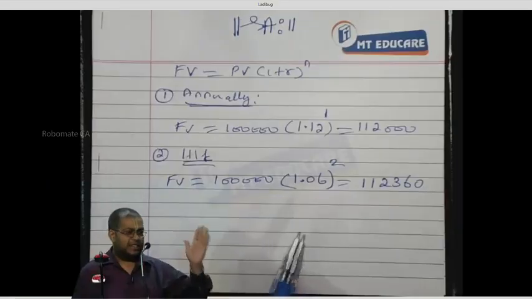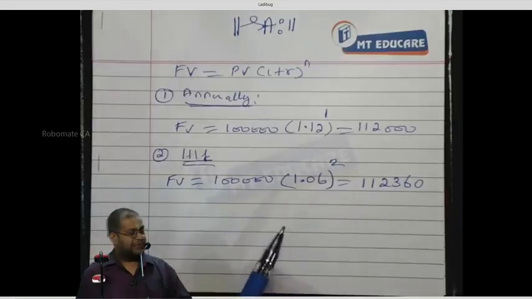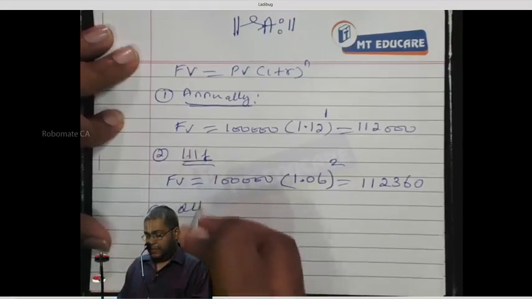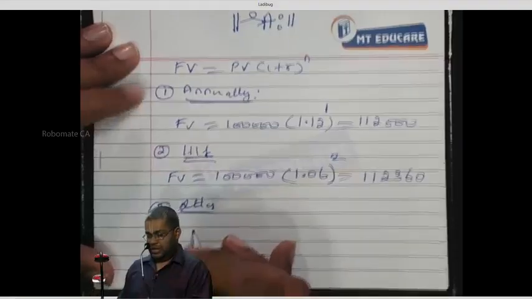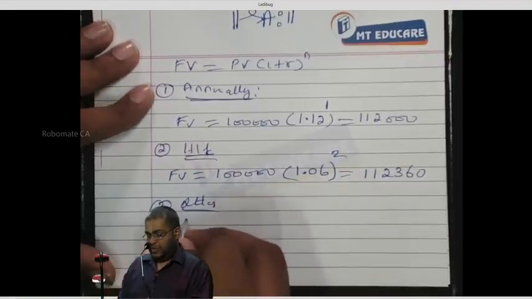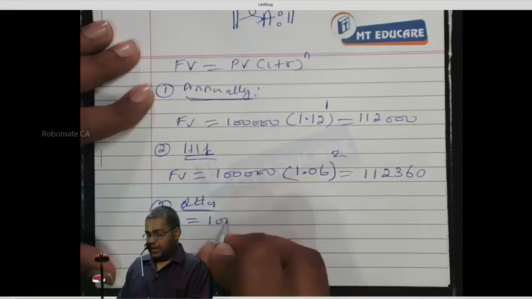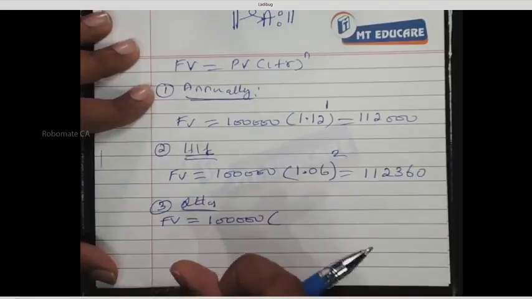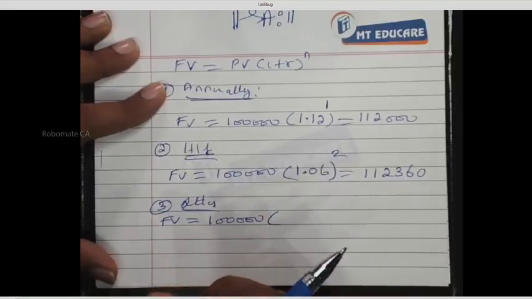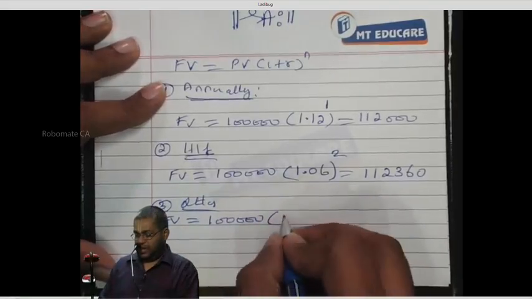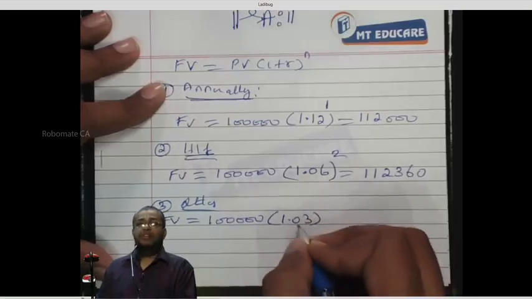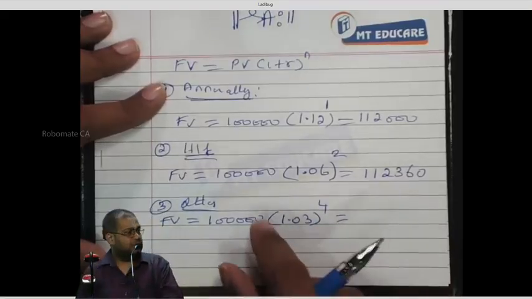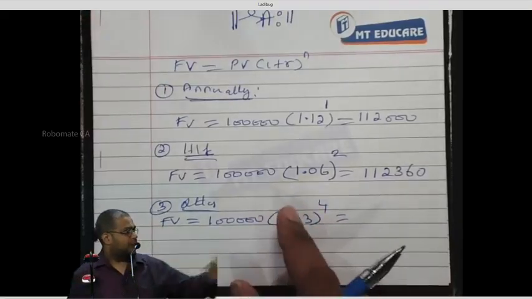This concept was already discussed. Now do I have the clarity or not? Can I proceed further? The third question is quarterly. Future value is equal to the amount deposited, 1 lakh, into 12% is the interest for 1 year. What is the interest for every quarter, 3 months? 3%, so 1.03. How many quarters are in a year? 4 quarters. So 1 lakh into 1.03 power 4.